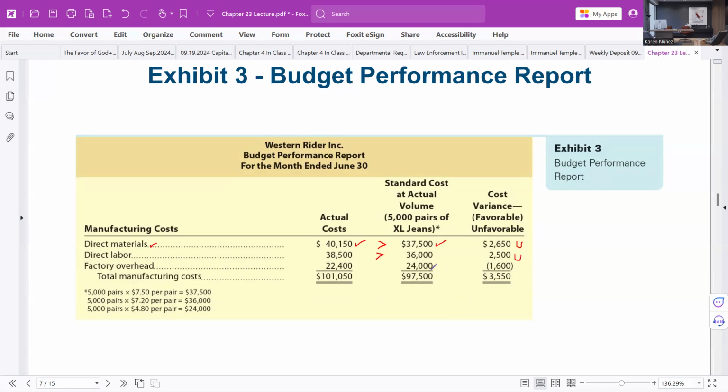And then lastly, when we look at the factory overhead, well, the factory overhead is actually less. The actual cost is actually less than the standard cost. So we have a favorable variance. And notice that unfavorable variances are positive numbers and favorable variances are negative numbers. And when you summarize with a total, you have to net the positives and the negatives. So in this case, 2,650 plus 2,500 minus 1,600 equals the 3,550.